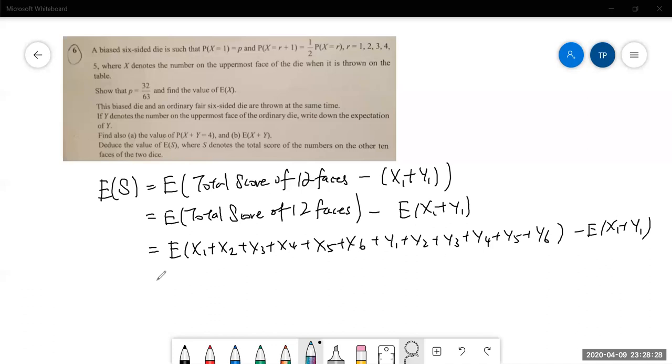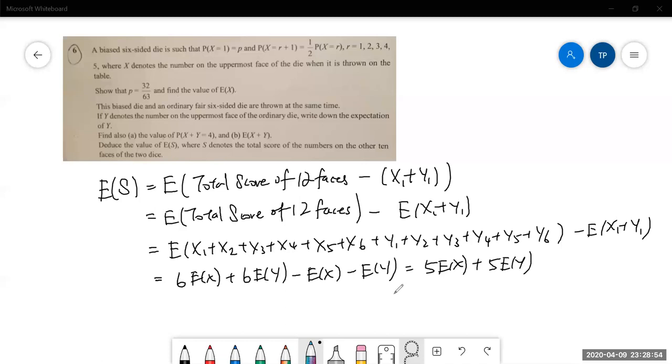Then shouldn't you take out this y1 and x1 here? Yeah, so over here it will be 6 expectation of x plus 6 expectation of y, minus expectation of x, minus expectation of y, which will give us 5 expectation of X plus 5 expectation of Y. Is E(X1) equal to E(X2), right? E(X1) equals E(X2), yeah. So that's why over here it will be 6 times expectation of X, because all these are independent values.